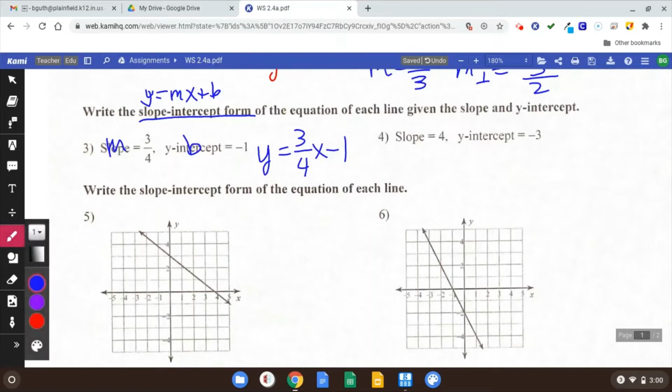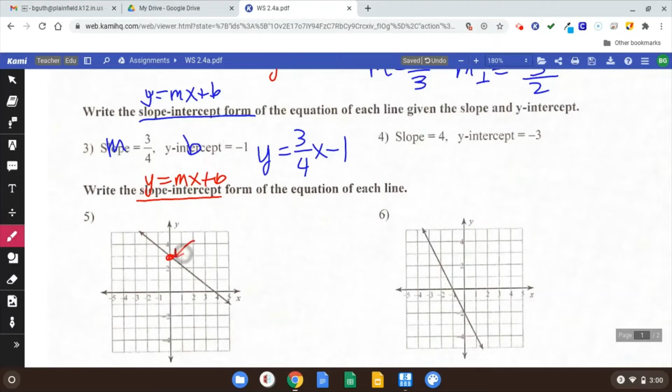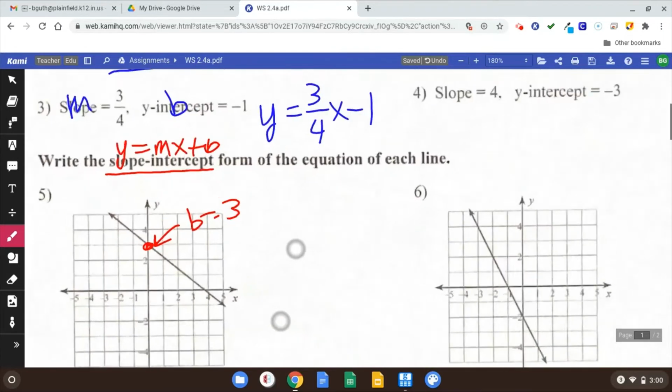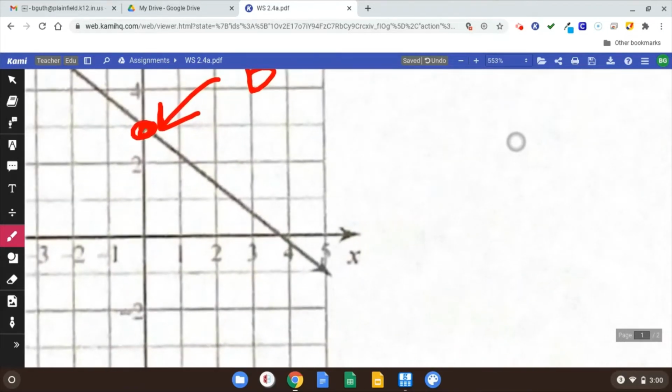Problem number 5. Again, this is a slope-intercept form question, so you want your answer to look like y equals mx plus b. So we look at the graph. Right here is the b number. That's the y-intercept. B looks like equals 3. And then for the slope, let's zoom in a little. You want to find somewhere on this graph that's right on a tick mark. And it looks like maybe right here. So I would actually make dots.